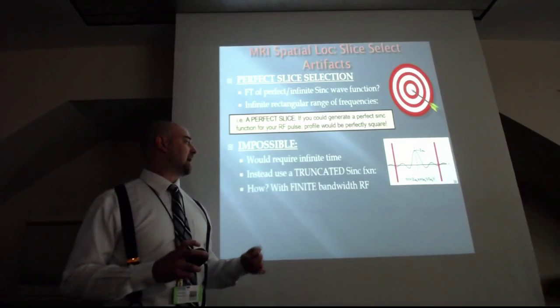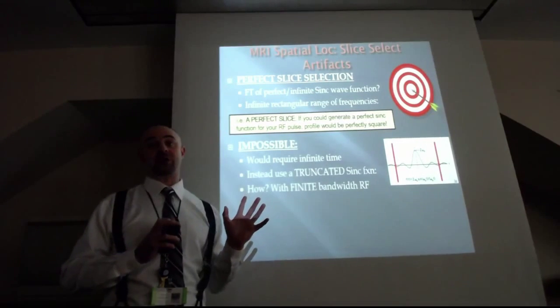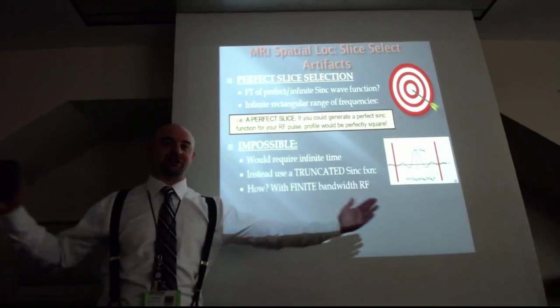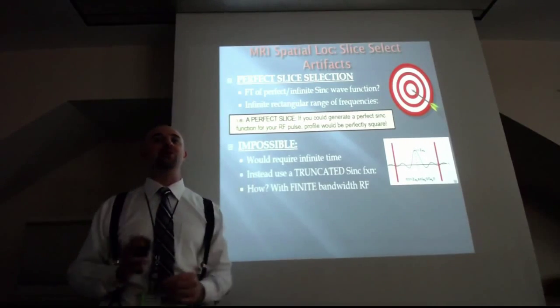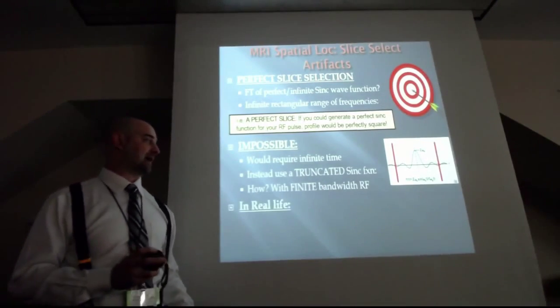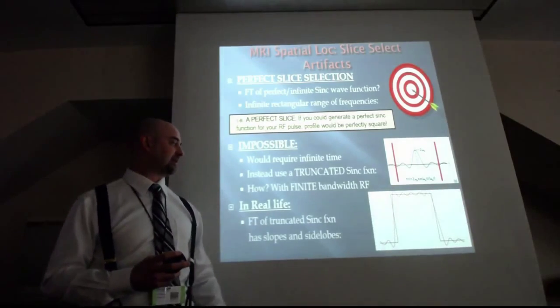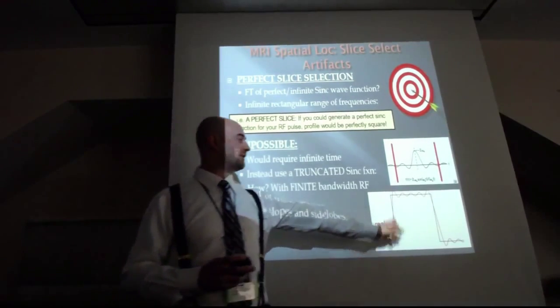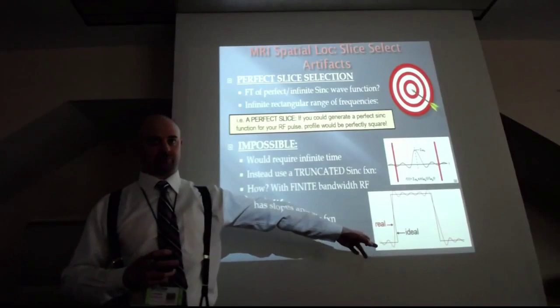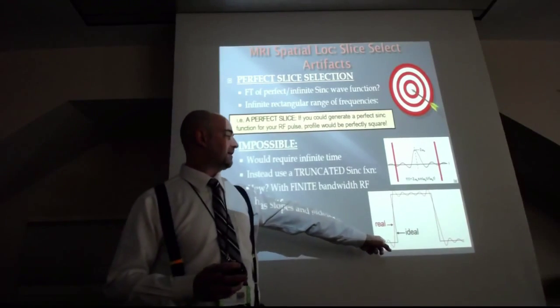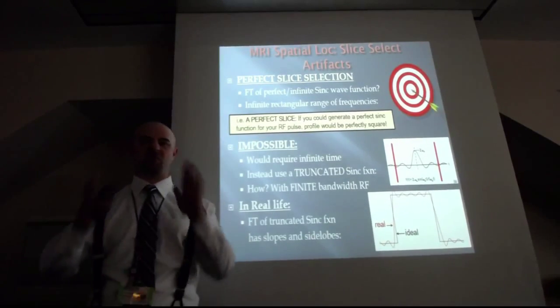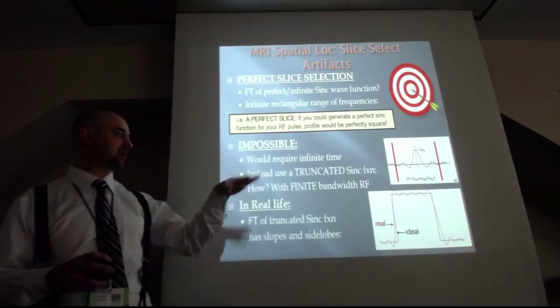Okay? Now, how do you send out a truncated sinc function? Well, pretty easy. Instead of using an infinite range of frequencies, we use a specified band of frequencies, i.e. bandwidth, finite bandwidth. And in real life, instead of having this perfect square wave of a slice, we have this red line, which has sloping sides, side lobes, and the top's uneven.